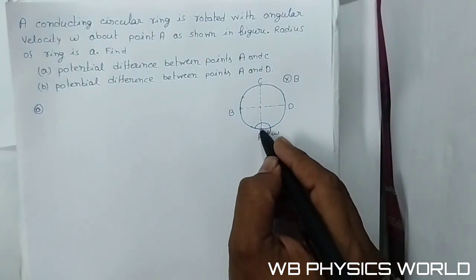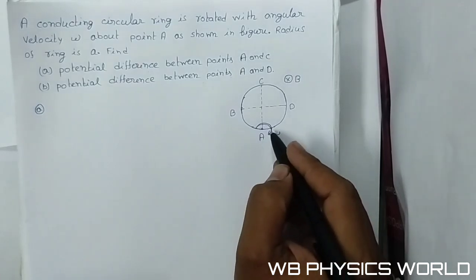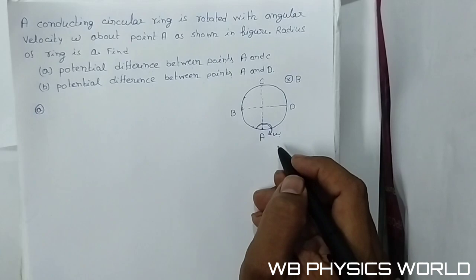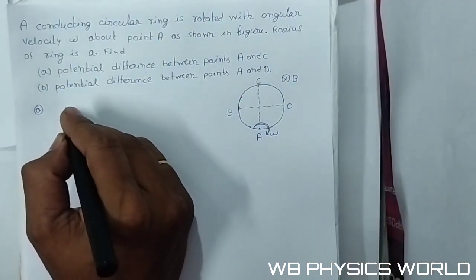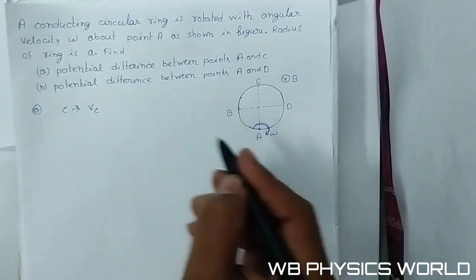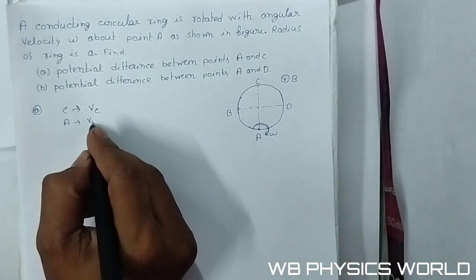In first case, we find potential difference between point A and C. Here, the circular ring is rotated about point A in clockwise sense with angular velocity omega. Now let potential at point C be Vc and at point A be Va.